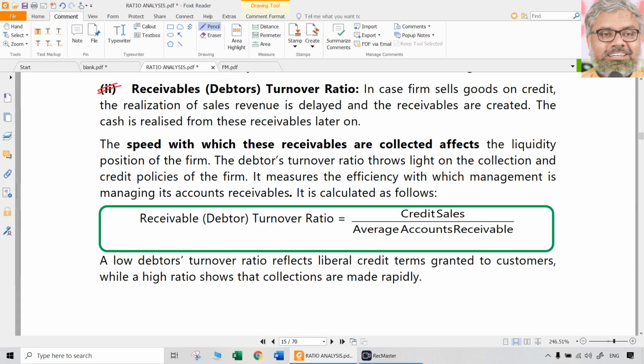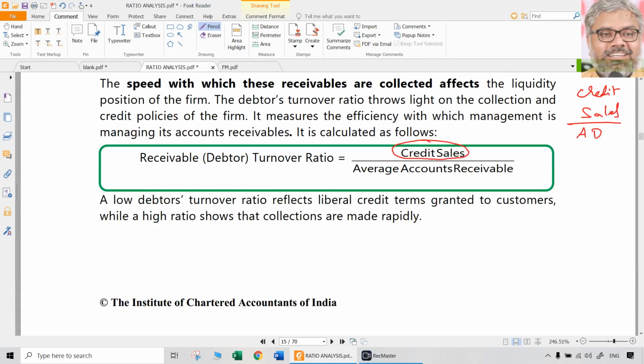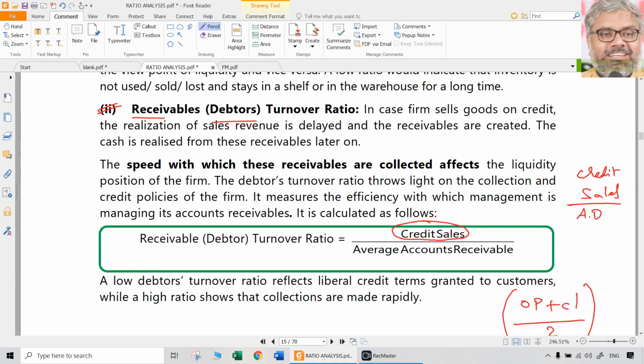Then debtors turnover ratio is also called receivables turnover ratio. Here also the numerator can be sales, but is it proper to take all sales? Definitely not. Since we are talking about debtors, it is better only to take credit sales. Numerator is sales. Divided by what? Average debtors. So just like average stock earlier, here we have average debtors, or average accounts receivable. How to get average accounts receivable? Normally the same thing, opening plus closing divided by 2 of debtors or receivables. So that is the formula for receivables turnover ratio.